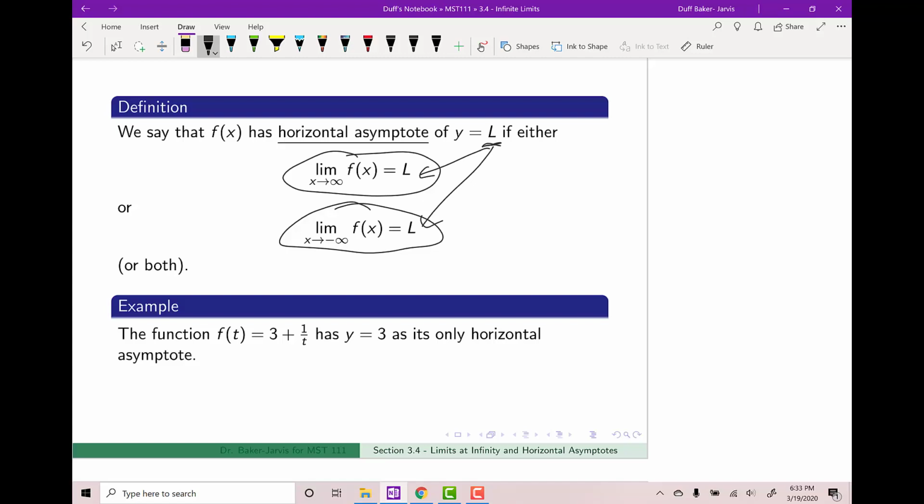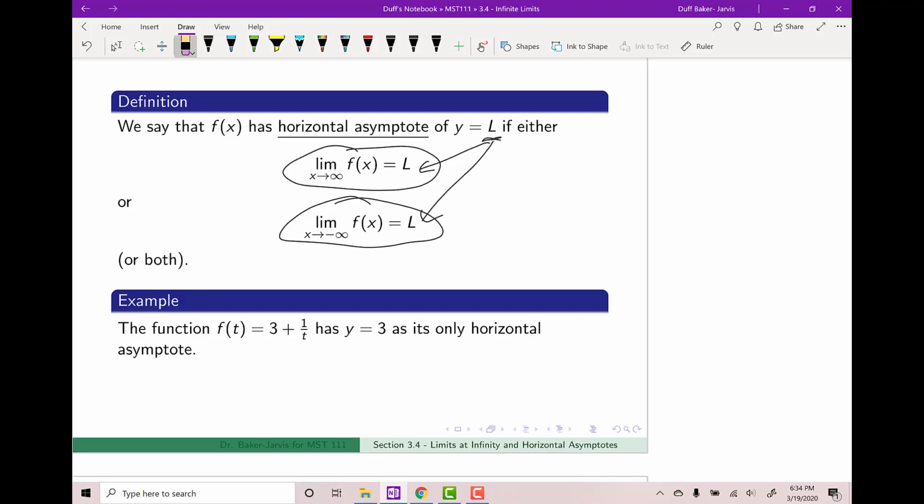Okay. So in our running example for the function f of t equals 3 plus 1 over t, we saw that the limit as t goes to infinity of this function was 3. So that means y equals 3 is a horizontal asymptote.